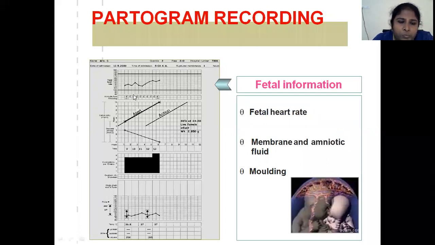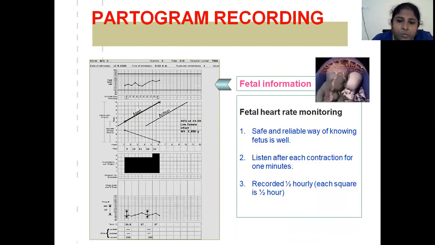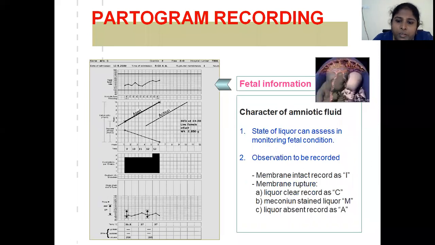Amniotic fluid is monitored like this. C means clear, M means meconium, like that. If any moulding is present, it is mentioned. Fetal heart monitoring, I have already told you how they monitor. Contractions: good means 2 to 3 contractions in 10 minutes. Amniotic fluid intact: if the membrane is not ruptured, you write I here. If ruptured, clear liquor means C. If meconium, M. If there is no liquor, write A.